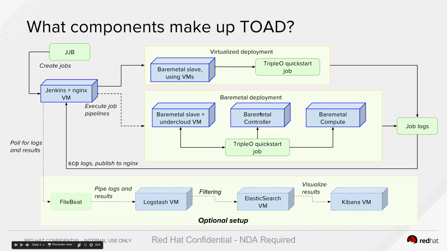So in a bare metal environment, it can go to a bare metal controller and a compute node and deploy those for you, or in a virtualized environment, those would be virtual machines living on the virt host. At the end, we collect a bunch of job logs and we push that via SCP into the Jenkins master, and from there you can view the logs and see what happened during the run. Optionally, you can set up an Elk Stack as well, and we utilize Filebeat to poll for those job changes, and when those logs get pushed over to the server, we pipe that into Logstash, and then you can visualize it with Kibana.